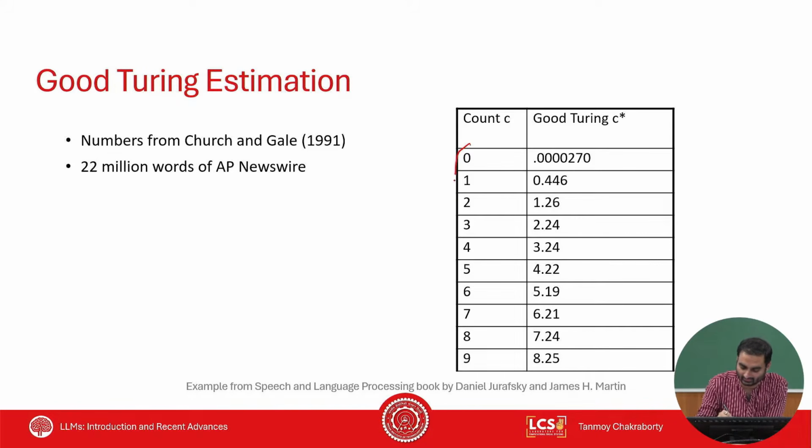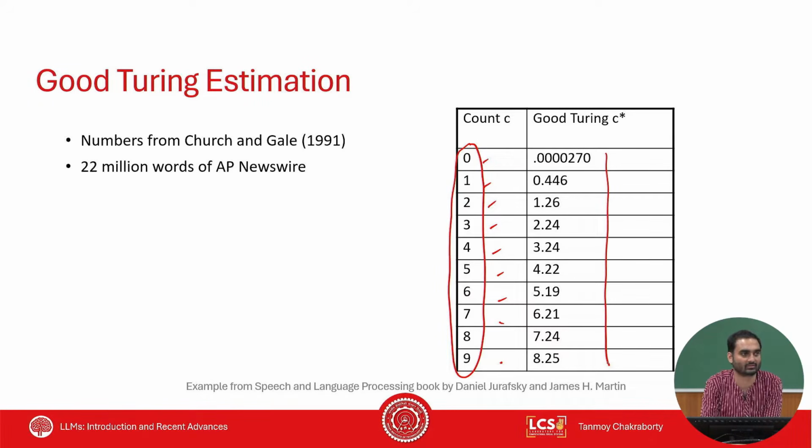Very simple idea. This is the Good-Turing estimate. So these are the numbers before Good-Turing estimate: 0 count, 1 count, 2, 3, 4, 5, 6, 7, 8, and these are the modified counts after Good-Turing estimate. Earlier it was 0, now this is some non-negligible number, 0.0000270. Earlier it was 1, now this is 0.446. The count which was 2 earlier, now the count is 1.26. The count which was 3 earlier, now this is 2.24.